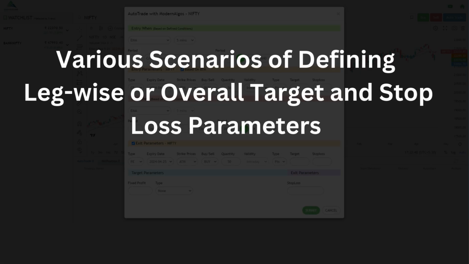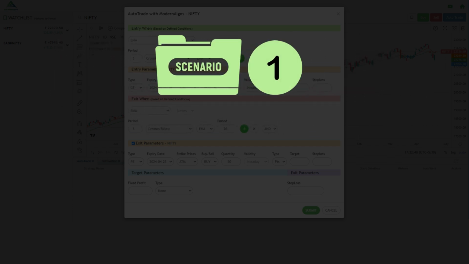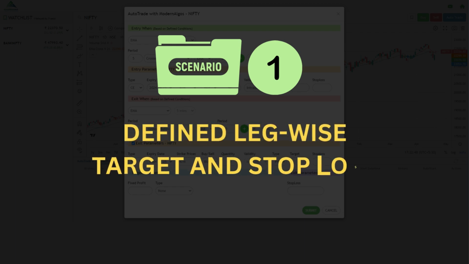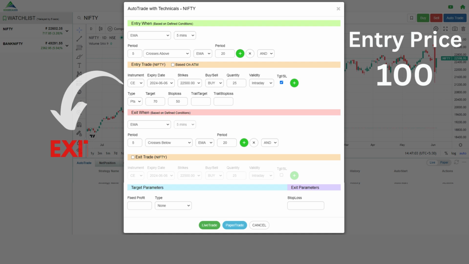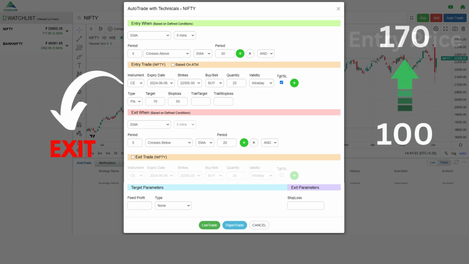Here, we can have various scenarios. Let's discuss them in detail. Scenario 1. Define legwise target and stop loss. For example, you set a target of 70 points and a stop loss of 50 points for an entry trade. If your entry price was 100 rupees, the particular leg will exit when the price reaches 170 rupees on target hit or 50 rupees on stop loss hit.